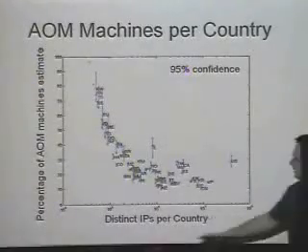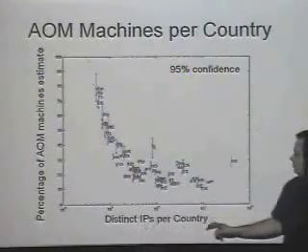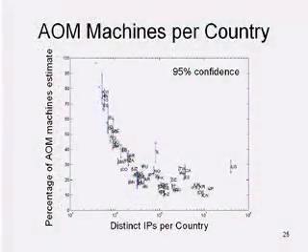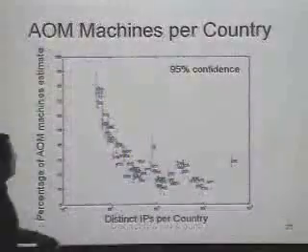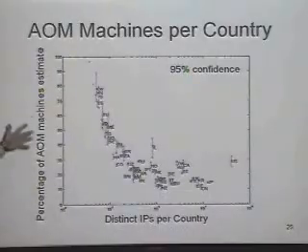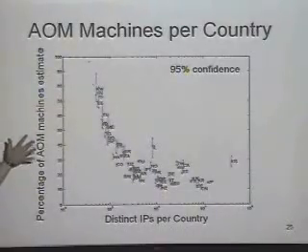So if you look at this one, we got this plot. The aggregates here are country aggregates of queries. And what we have is the number of distinct IPs per country. Right? It's like country size, in a sense. We define size as the number of distinct IPs observed from a country. And this is the percentage fraction of AOM machines. This is the estimator.